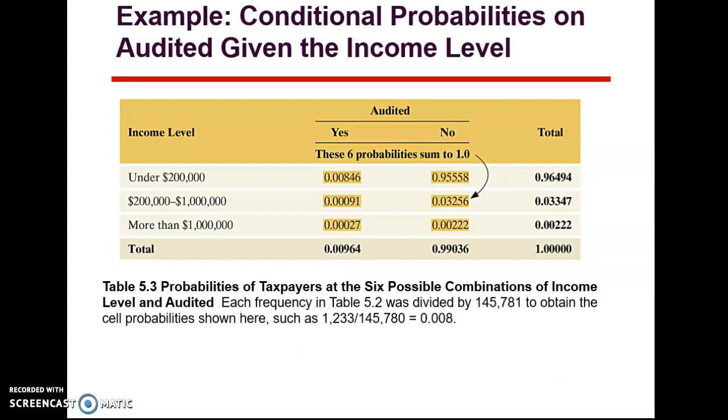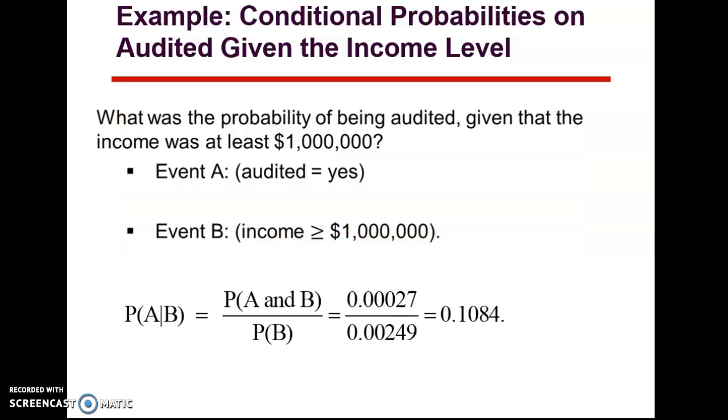So now we have our contingency table, and it's been turned into a bunch of relative frequencies, which in our case are probabilities, and we're going to use this table. We're going to come back to it. So what was the probability of being audited given the income was at least $1 million? As soon as you say given, that's given B, at least $1 million, you know what B is. It's the income more than $1 million. The other part, being audited being yes, is event A.